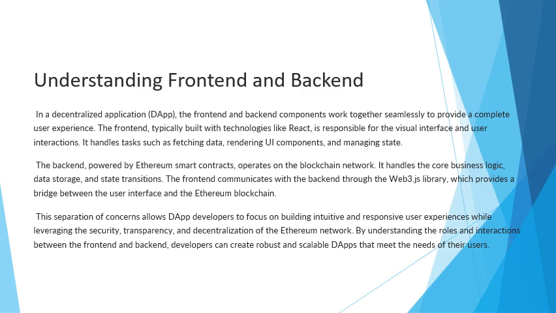The backend, powered by Ethereum smart contracts, operates on the blockchain network. It handles the core business logic, data storage, and state transitions. The frontend communicates with the backend through the Web3.js library, an API, which provides a bridge between the user interface and the Ethereum blockchain. This separation of concerns allows DApp developers to focus on building intuitive and responsive user experiences while leveraging the security, transparency, and decentralization of the Ethereum network.